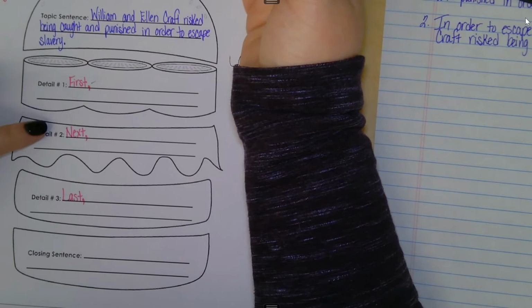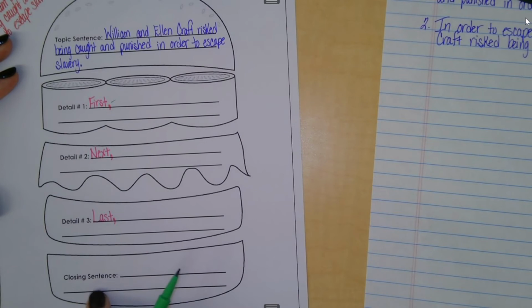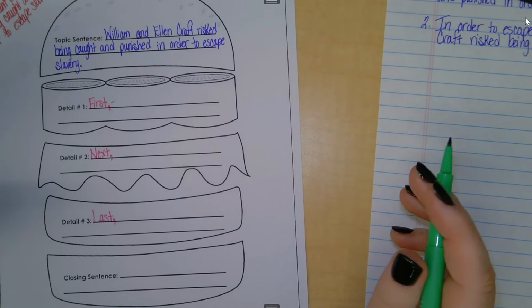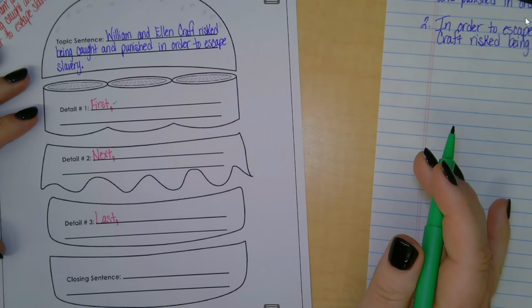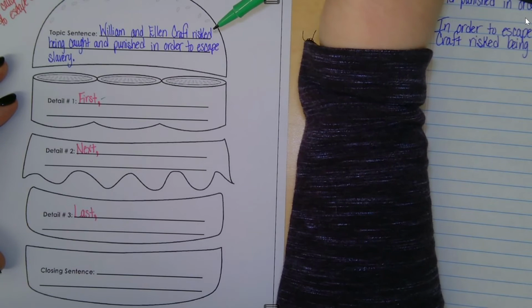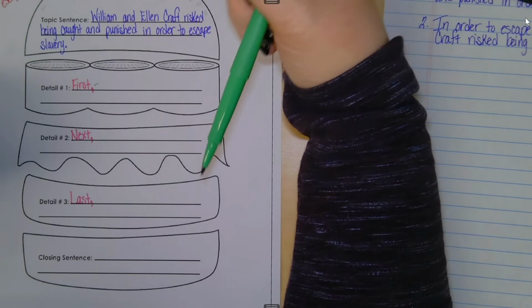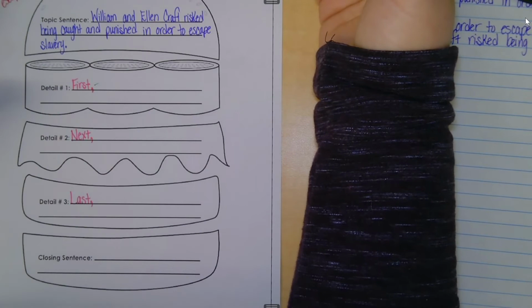All right. So what I do want to talk about with you is the closing sentence. So we have our topic sentence, we have our closing sentence, okay? So our topic sentence is William and Ellen Craft risk being caught and punished in order to escape slavery. Your closing sentence can be one of two things. You can restate your topic sentence. So kind of how we restated this question, we could take this topic sentence and word it a little differently, and that's our closing. Or your closing sentence can include thoughts and feelings of the writer, which would be yourself, on the topic.